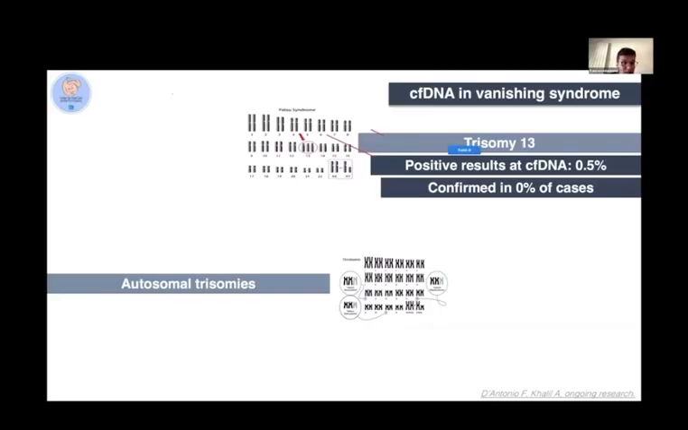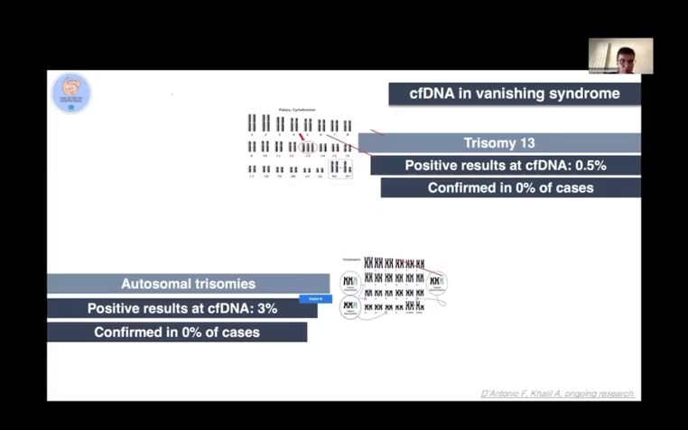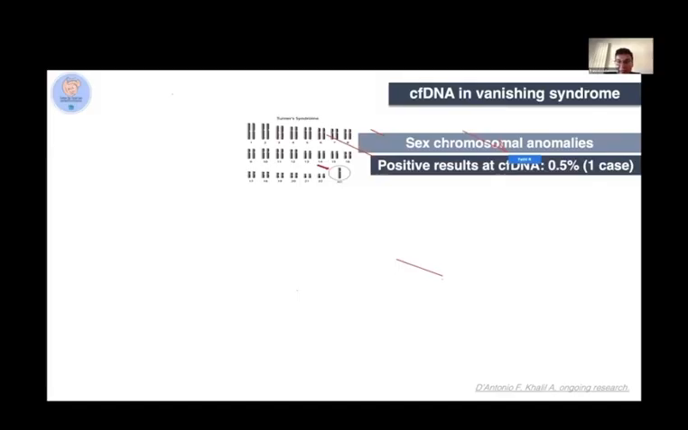And in autosomal trisomies, which are by far the most common causes of early miscarriage and potentially, of course, in this case, of the vanishing twin phenomenon, the positive test result was about 3%. And in none of the cases included in these ongoing studies that we are conducting with ASMA was it confirmed. We might presume that all these cases came from placental mosaicism. And in sex chromosomal problems, also very few cases included, and 0.5% of, I don't know who is drawing on the screen.